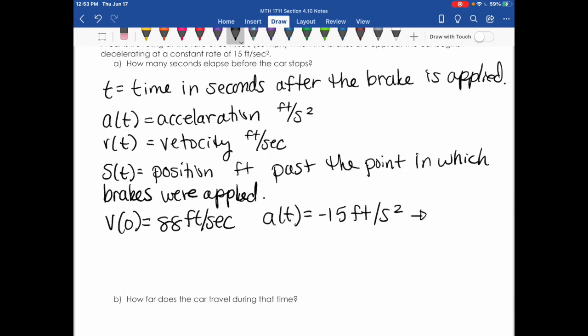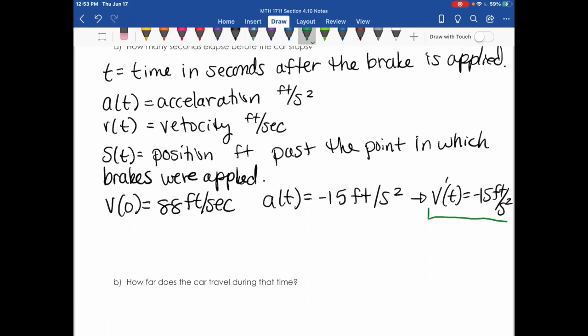Since we know that the derivative of the velocity is acceleration, this tells me also that v prime of t is negative 15 feet per second squared. So I have two pieces of information here now that's important. I have the derivative of v here is negative 15, and I also know that at the starting point, the velocity was 88 feet per second.